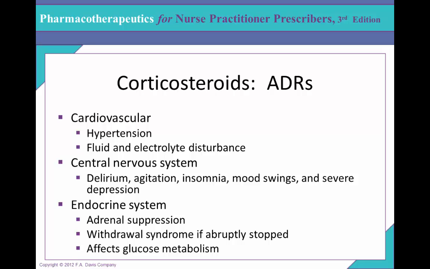For endocrine system, it could produce adrenal suppression, withdrawal syndrome, that it could be happening if you abruptly stopped these steroids. So if a patient has been more than a week on, actually more than 3 days, on high levels of steroids, you never discontinue abruptly. You should start tapering down.